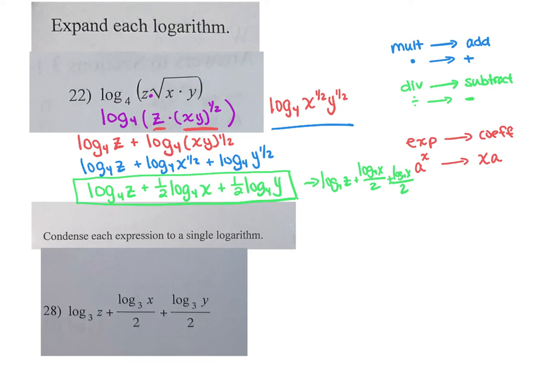All right, so for this one, the first thing I'm actually going to do is rewrite these last two pieces, okay? So I'm going to leave this first guy alone. I'm going to say log base 3 of z plus these over 2 means there's a 1/2 in front. 1/2 log base 3 of x plus 1/2 log base 3 of y. All right?